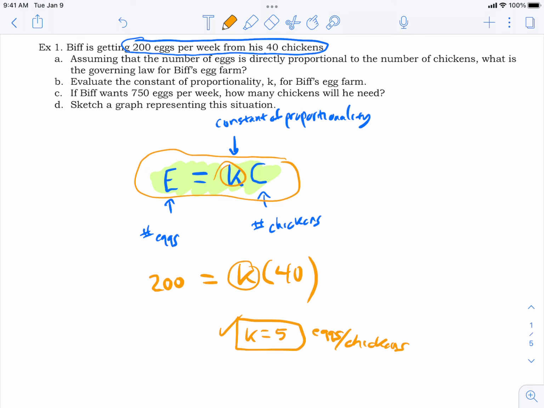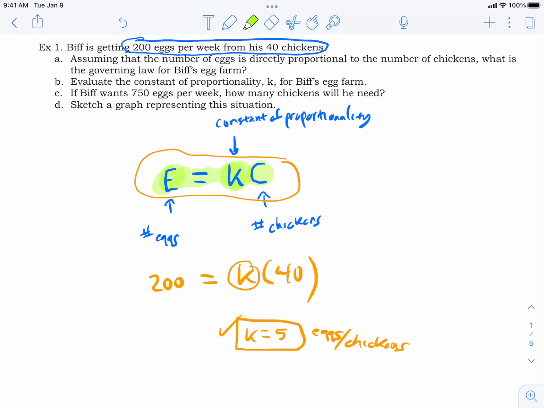The K is going to bounce around. Sometimes you'll get 4 eggs per week. Sometimes you'll get 3 eggs per week. You might get 8 eggs per week from each chicken, whatever. The K bounces around. So generally speaking, the equation is going to look like this: there's going to be a number here that we're calling K, or constant of proportionality, that you can take the chickens, multiply it by that number to figure out your number of eggs, okay?